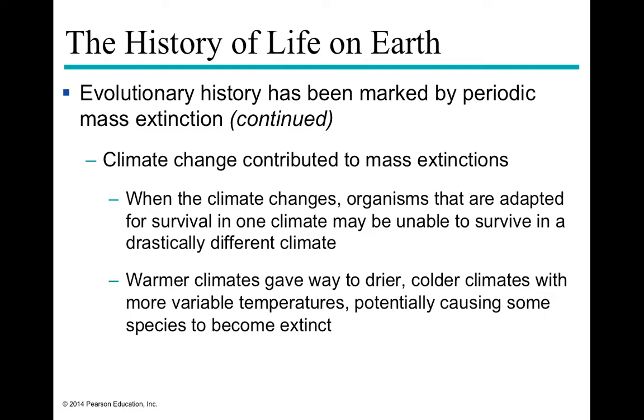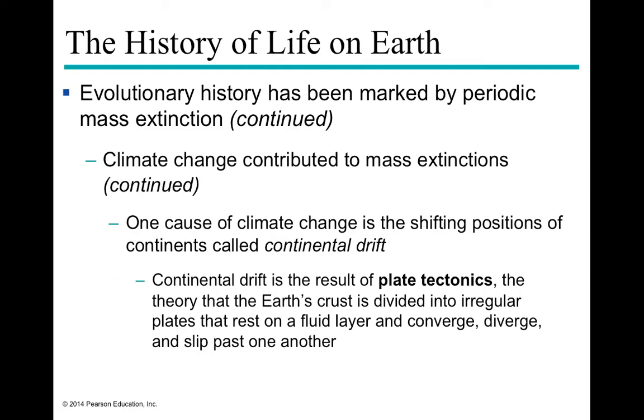And once the climate changes, the organisms that live within that climate are either able to survive or they are not. And the organisms that have the adaptations that allow them to survive in one climate, the previous climate, might not be able to survive in a drastically different climate, meaning that we might see drastic mass extinction events, especially when we have change in the temperature of the climate or the humidity of the climate. So warmer climates give rise to colder climates, and that's going to cause more variable temperature fluctuations, etc., which can cause species to become extinct.